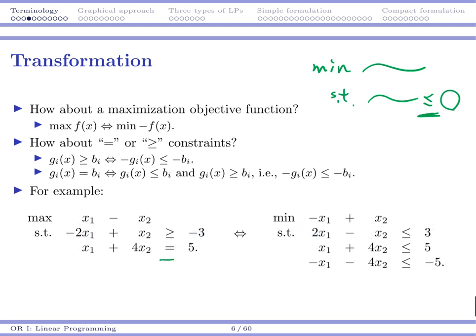And lastly, if you have an equality constraint, you replace it by two less than or equal to constraints according to the above way. So pretty much, you don't need to really worry too much about maximization, greater than or equal to, or equality constraints because they may all be converted, transformed into the specific format that you care about.